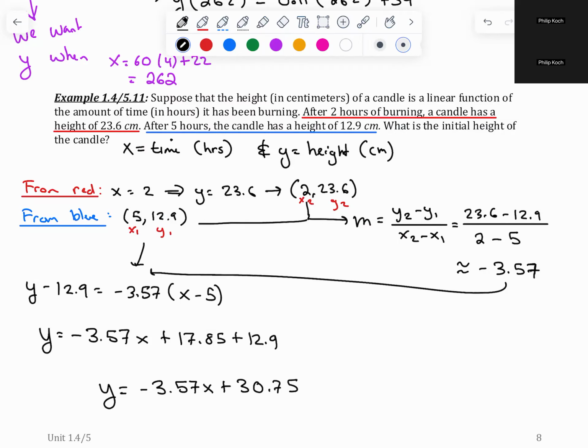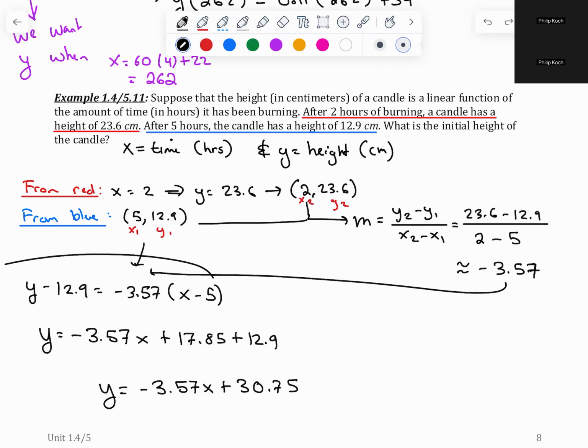Notice this problem is asking me to use my equation. That's why I've written it in slope-intercept form. If it asked me to just find a linear model for the height of the candle, I would probably just stop right here. But I'm going to be using it to find the initial height. Any questions on that? Yes, Alita.